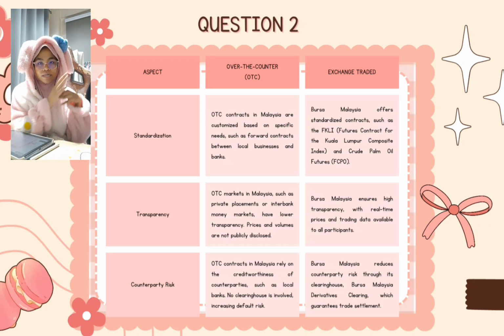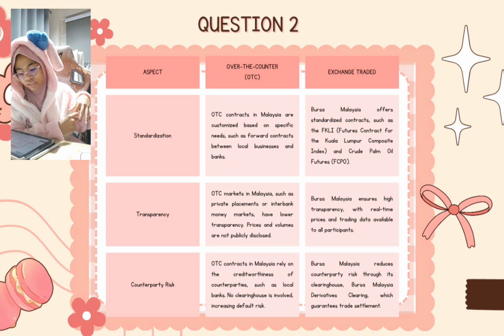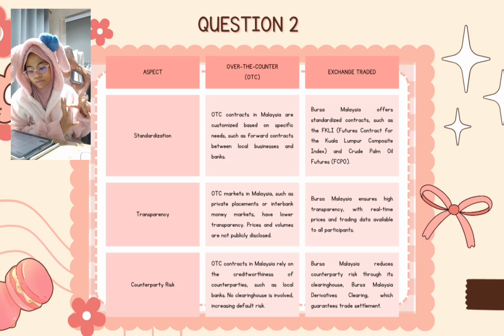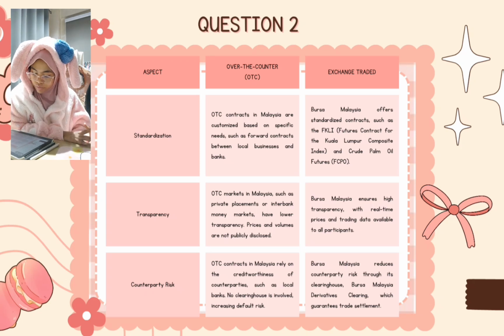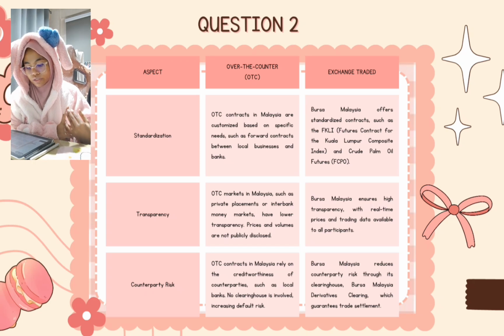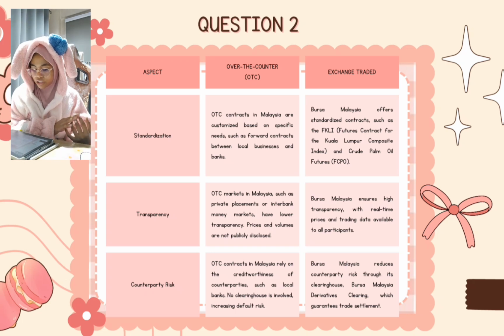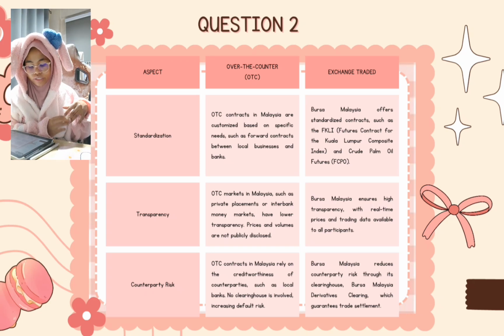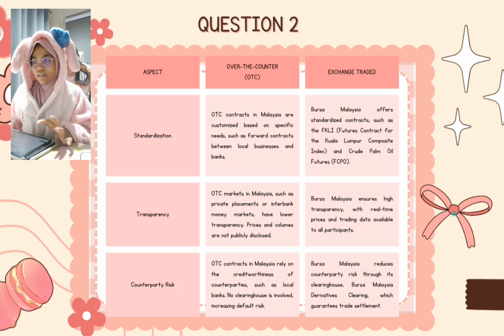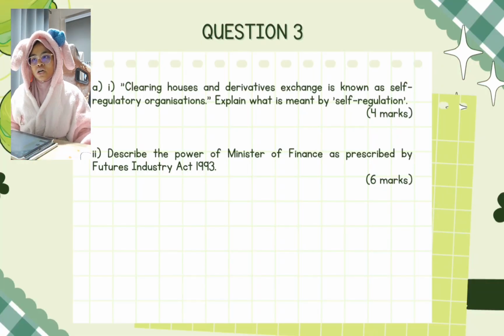So third aspect is counterparty risk. OTC contracts in Malaysia rely on the creditworthiness of counterparties, such as local banks. No clearinghouse is involved, increasing default risk. So for exchange traded, Bursa Malaysia reduces counterparty risk through its clearinghouse, which is Bursa Malaysia Derivatives Clearing, which guarantees trade settlement. So next question is the third question of part B.